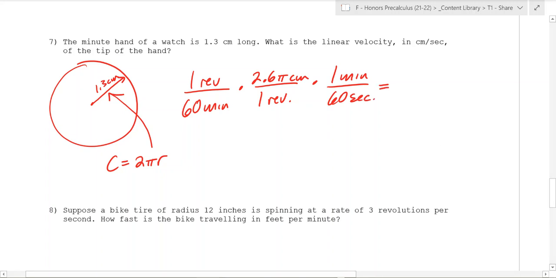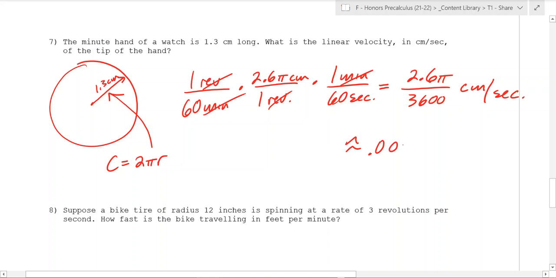So what do you end up with here? What cancels? Well, the minutes cancel right there, and the revolutions cancel right there, and you end up with 2.6 pi over 3,600 centimeters per second. So it's moving pretty slowly, which makes sense because it's the minute hand. It's 0.00227 centimeters per second. And yes, this is longer than 3 decimal places. So you're looking for equivalent things. 2.6 pi centimeters is 1 revolution of the minute hand, and 1 minute is 60 seconds.